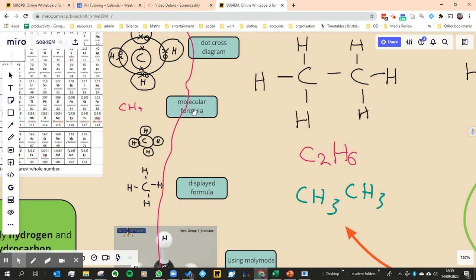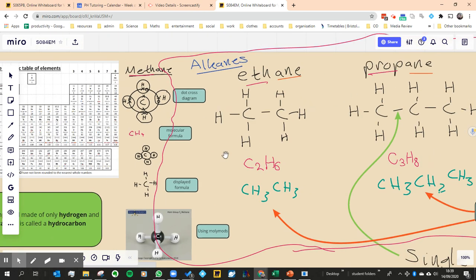Molecular formula simply tells you how many atoms of what are in each molecule. That's the molecular formula, but the displayed formula shows you how they're actually arranged. The dot cross diagram just shows you how the bonds are made by sharing electrons.